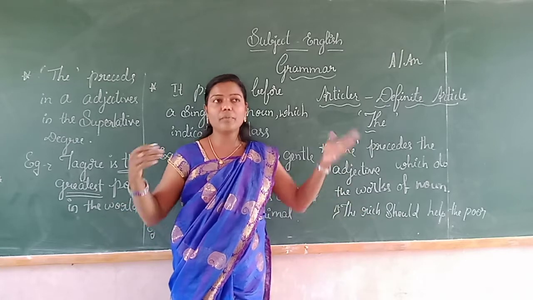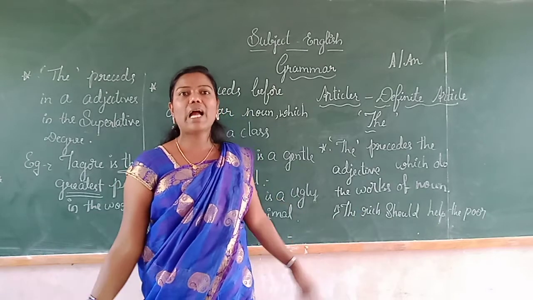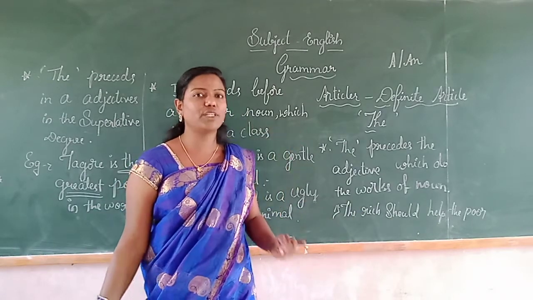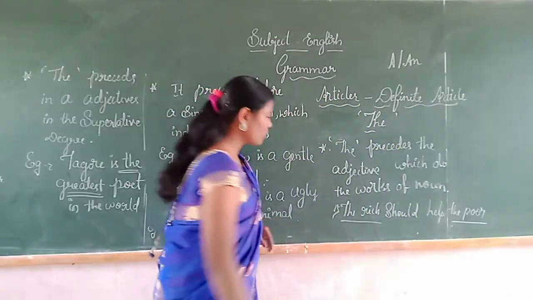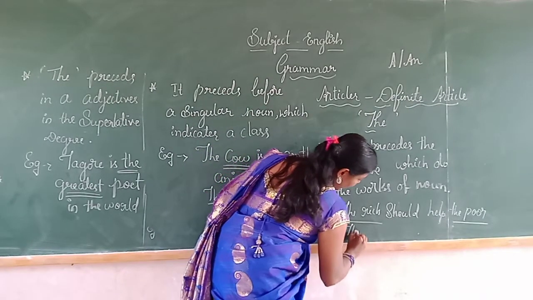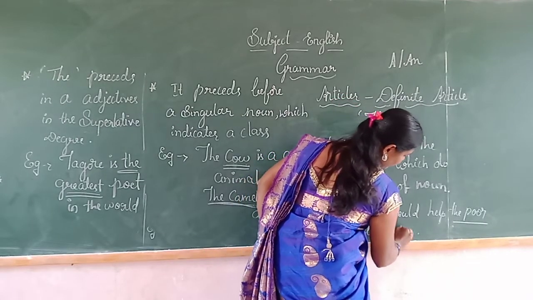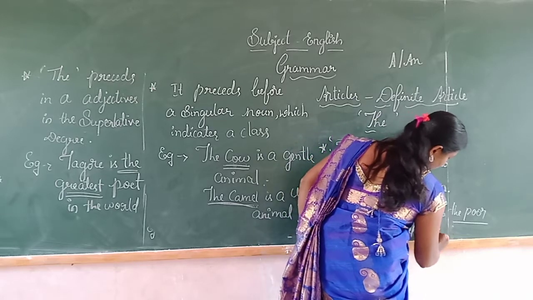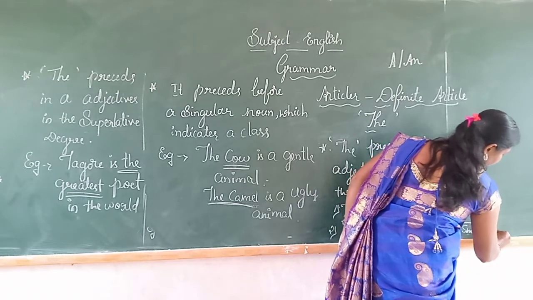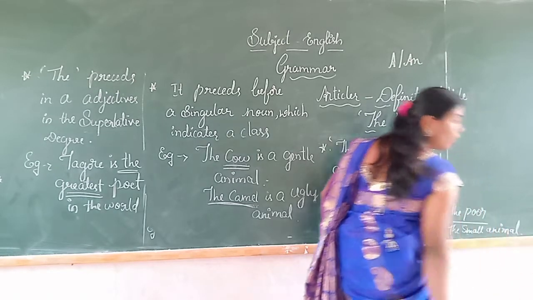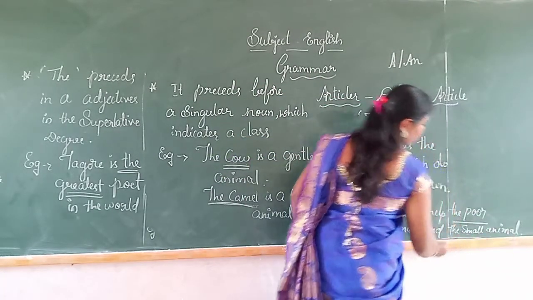How are the people? Some of the people are very rich and some of the people are very poor. Poor and rich are the adjective nouns. With the adjective nouns, we use the. The rich, the poor. And next one, the big animal and the small animal. Here also big and small are the adjective nouns. With the adjective nouns, we use the: the big animal, the small animal.